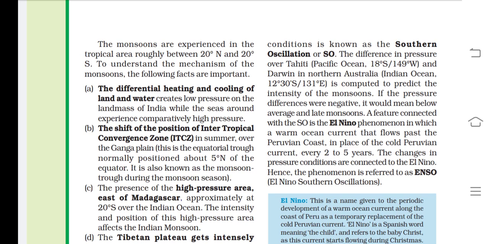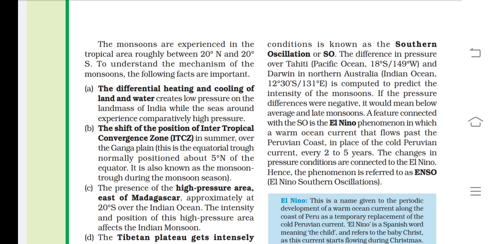Now what happens? The differential heating and cooling of land and water creates pressure on the landmass of India. Which type of pressure? Low pressure. The differential heating and cooling of land and water creates low pressure on the landmass and high pressure on the sea.